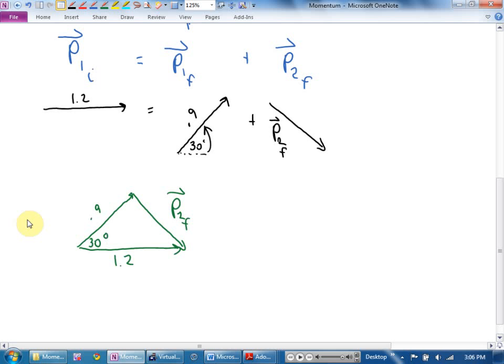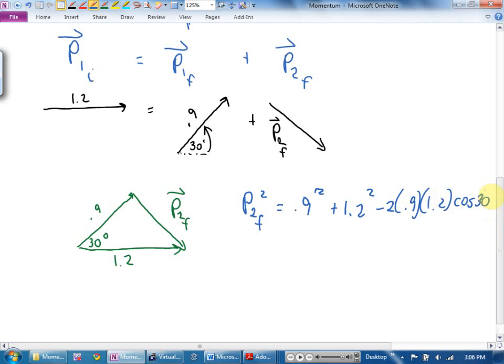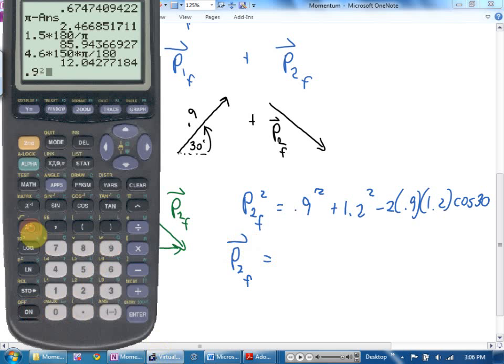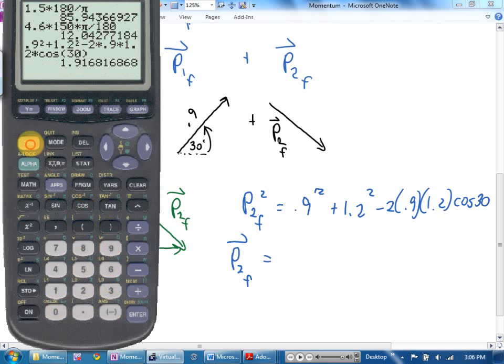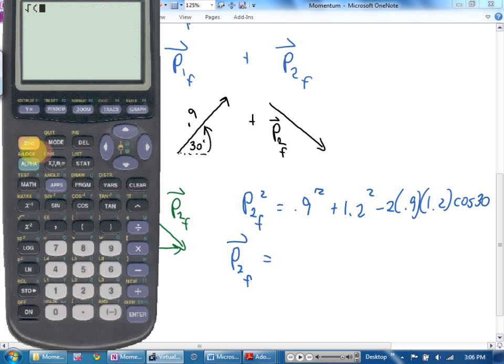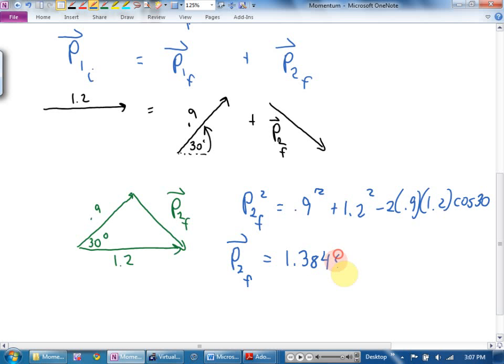How can I solve this? Cosine law. Momentum 2 final squared equals 0.9 squared plus 1.2 squared minus 2 times 0.9 times 1.2 cosine of 30. And then don't forget to square root. The final momentum, square root, you get 1.38449. I'll go 1.3845. I'm not done. This is the momentum.